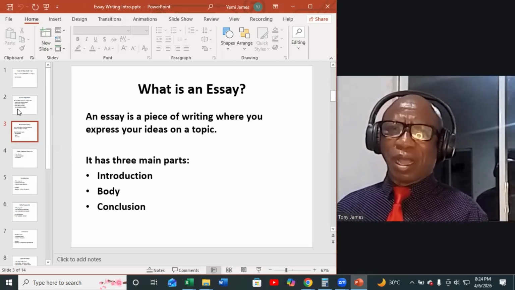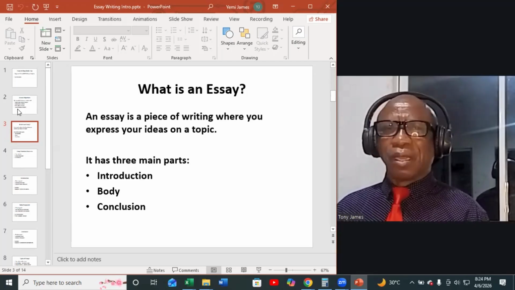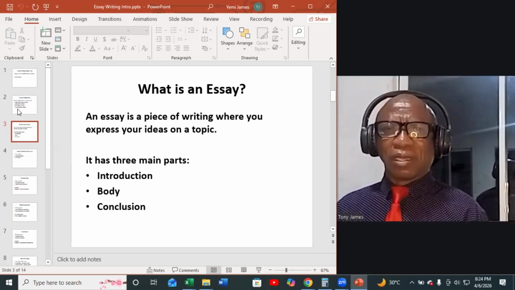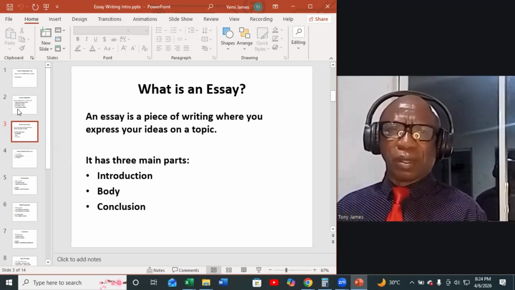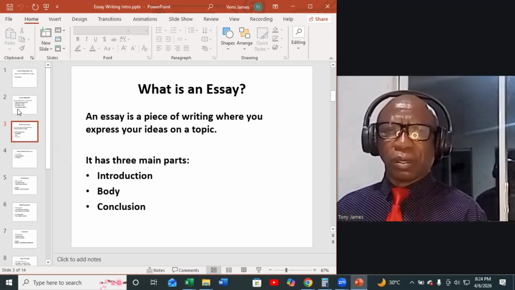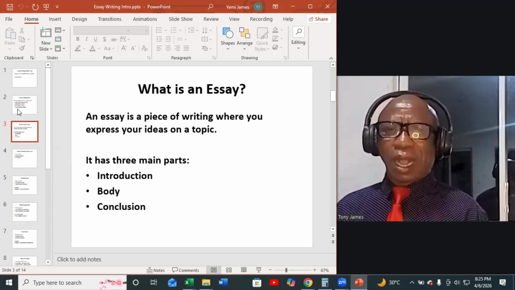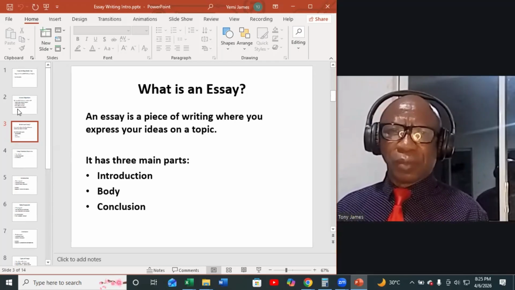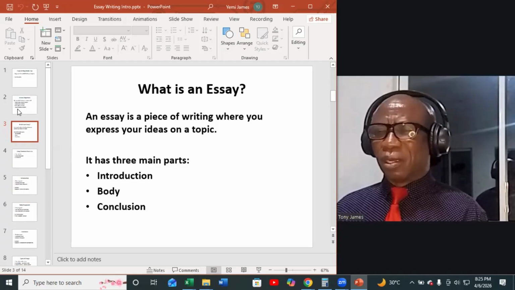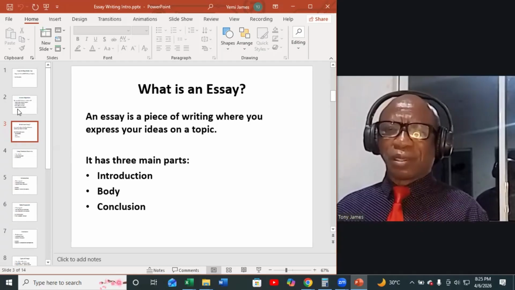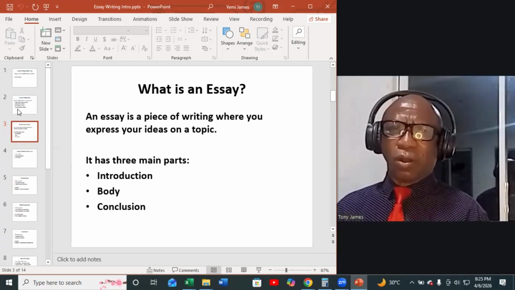Unlike letter writing, essay is different from letter writing. Whereas letter writing is to communicate information to a particular audience. It could be your lecturer, it could be the examiner, it could be an organization. Letter communicates information. But when it comes to essay, the student is to express his ideas on a particular or a given topic.